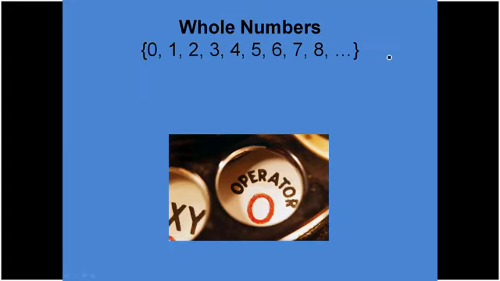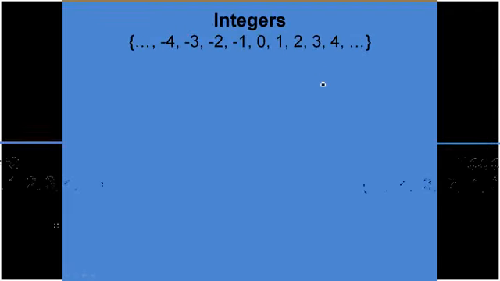The next set of numbers is called the whole numbers. Now the whole numbers are pretty much exactly like the natural numbers with one exception, and that is the number 0. The whole numbers start at the number 0, and then they just contain all the natural numbers from there. So the whole numbers and the natural numbers are pretty much exactly the same except for the number 0.